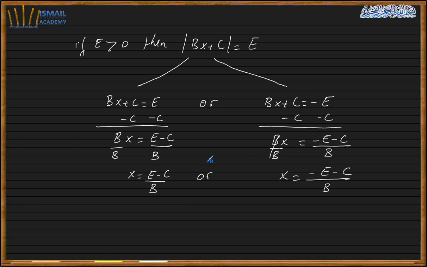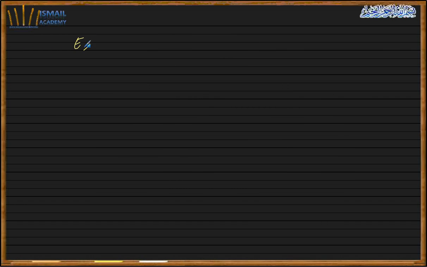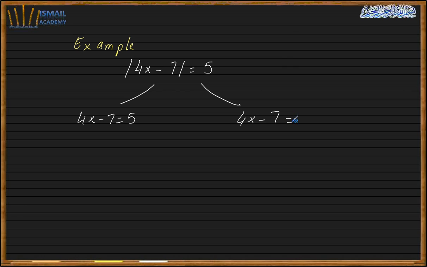And let me show you a common mistake most of the students make. I will give you an example, and during the example I will show you what mistake the students make in this case. So, for example, if I want to solve the absolute value of 4x minus 7 equal to, for example, 5. Here, this is positive, so I will open it into two equations. I have 4x minus 7 equal to 5, and 4x minus 7 equal to negative 5.